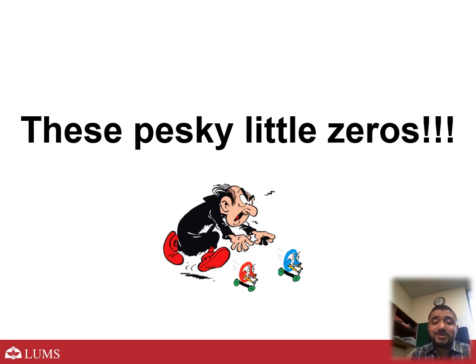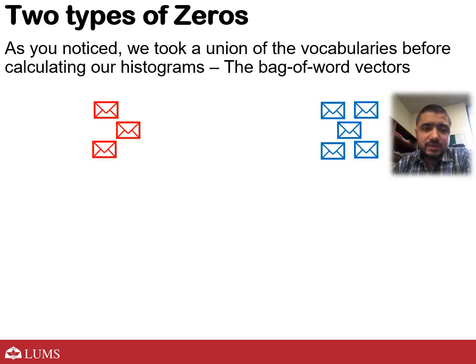ठीक है जी. So now the problem is the problem of the pesky little zeros. What do you do with these zeros? How do you remove the zeros somehow in a just manner, in a fair manner, so that they do not destroy the whole calculation of the probabilities? So you have already noticed, and we have already discussed this, that we have these two types of zeros.